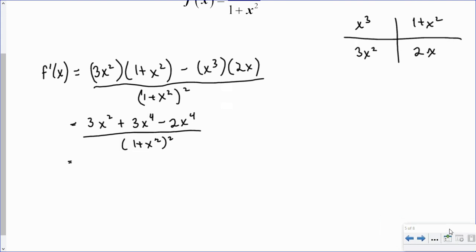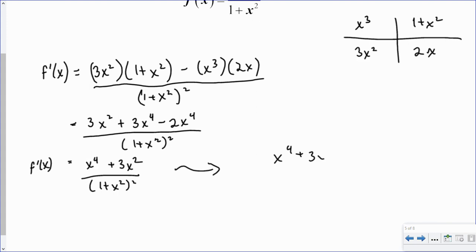Okay, so I've got x to the power 4 plus 3x squared all over 1 plus x. This is my derivative. So I want to find out when this expression is 0, for this horizontal tangent line.